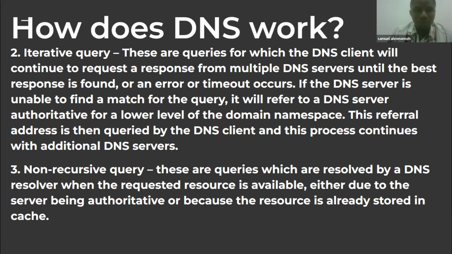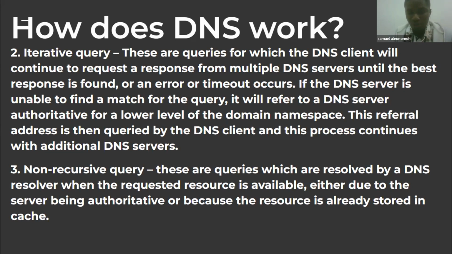So this is what an iterative query is: it continues to search for the IP address with multiple DNS servers until it finds it, because that means the domain name is not a TLD domain name. It's not a top level domain. It's not popular, so it sends the query to different servers until it finds it. So it's iterative. It continues like that until it's able to locate the IP address.